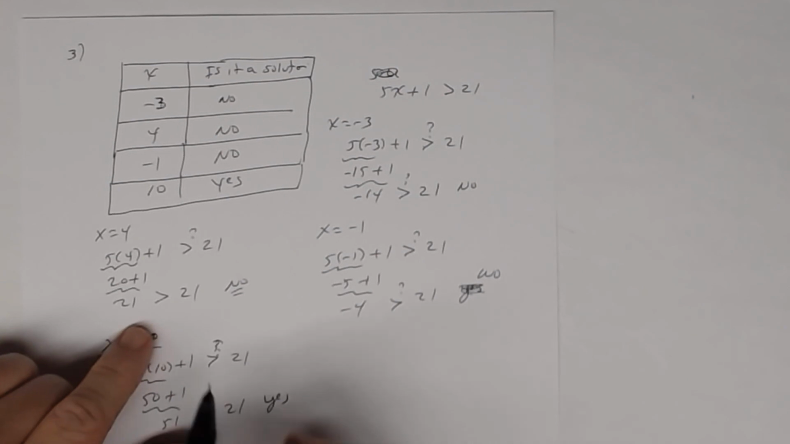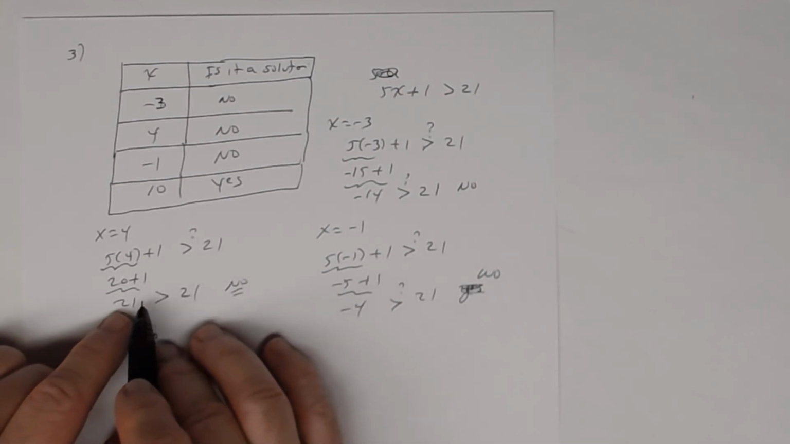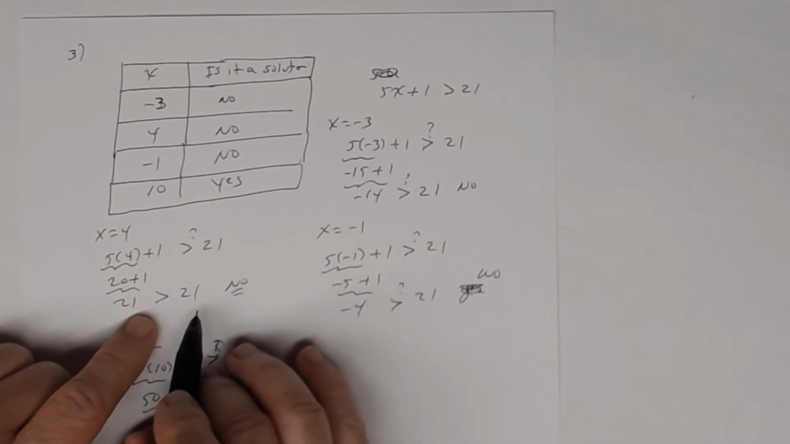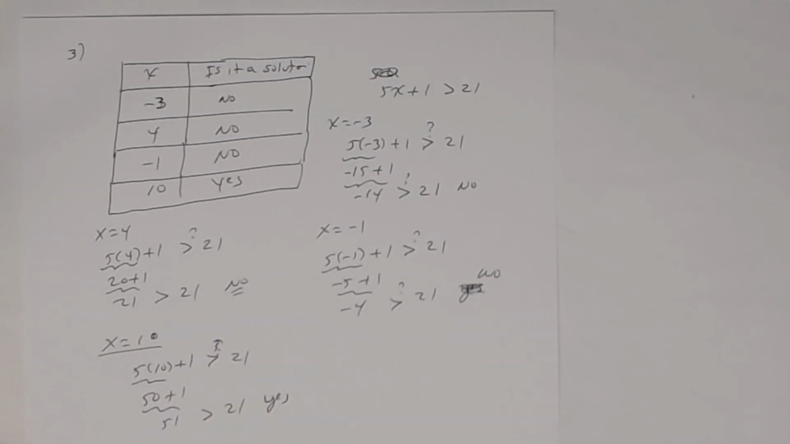Now be careful with this one. A lot of students would not have thought of this, but remember, 21 is not greater than 21. So that's why we put a no there. 21 equals 21. All right, so that's number 3.